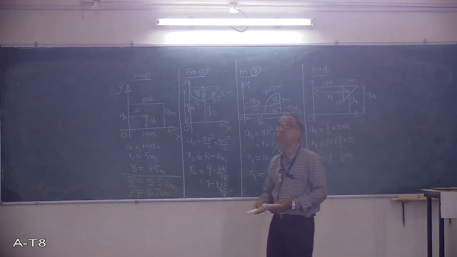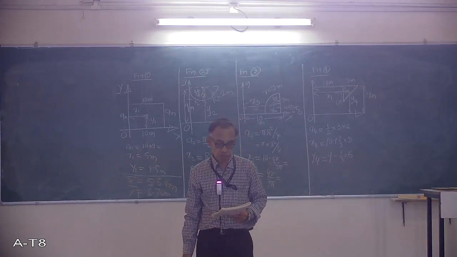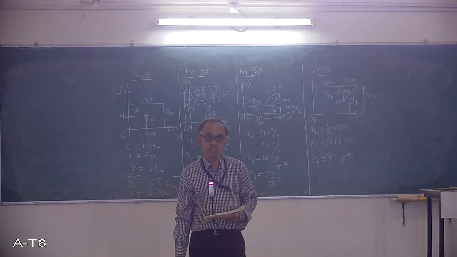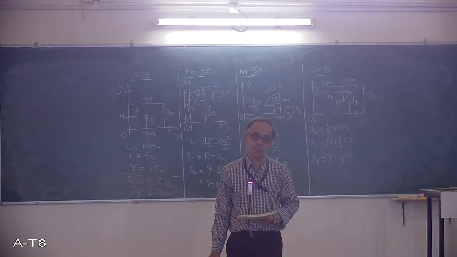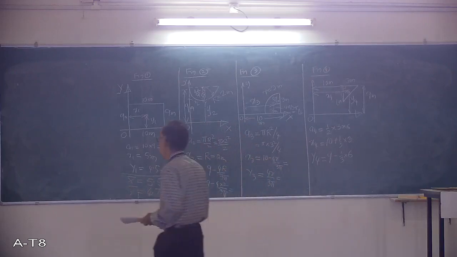I read the example here. Determine the centroid of the shaded portion shown in the figure with respect to the given x and y axis. So you must first read the data correctly, and with respect to that data you have to work out the problem. First I draw the figure here, then I repeat once again.